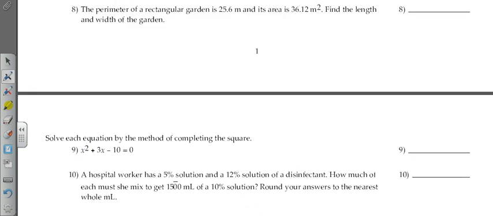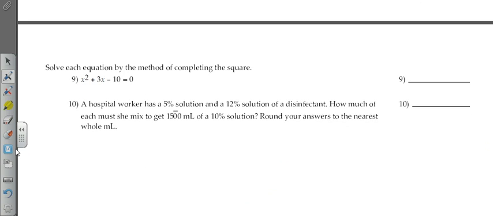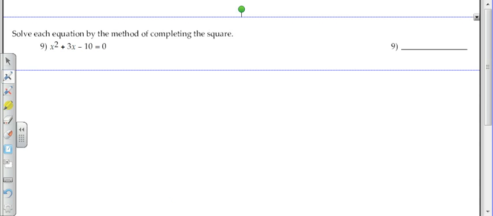So we got the garden. And we're going to do this by completing the square. And I told you before that I really don't care how you solve it. I just put it in my calculator, write down the right answer, right? But because it says completing the square, that means that's what I have to do.